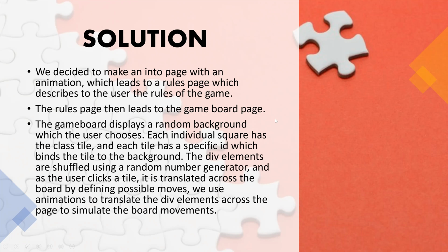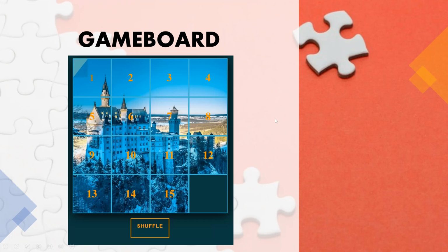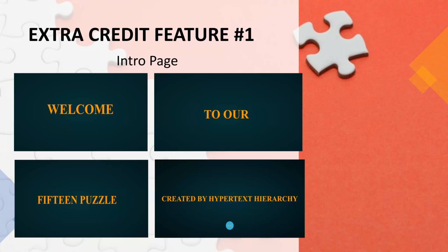So, next. This is our game board. I chose to do these castle backgrounds, and on the bottom I have this shuffle button, and it has hover effects that change when you hover over it. The game board also has a hover effect where it's like a page turning. I just thought it looked cool. So that's how the game board works.